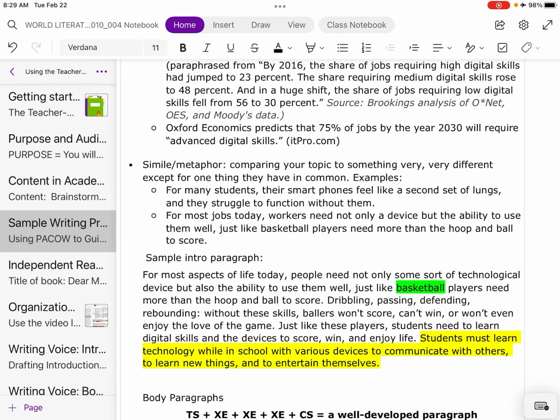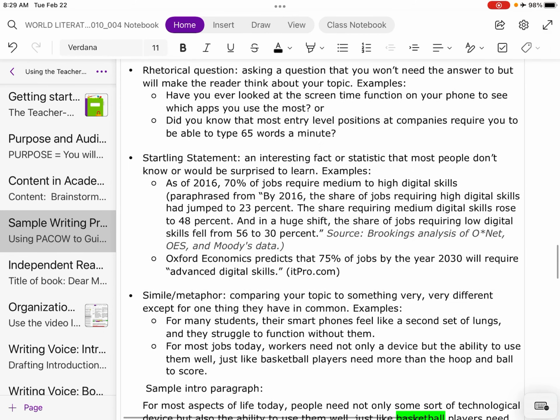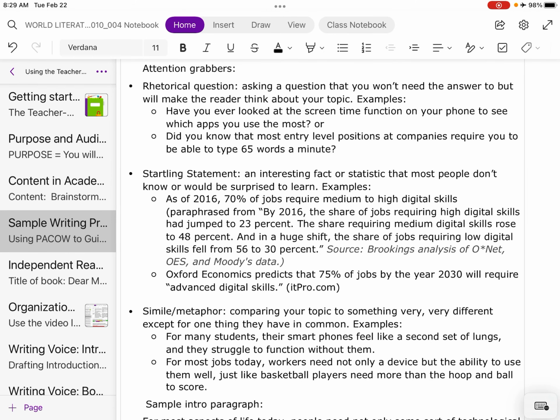You are going to be tasked with writing two attention grabbers, and they can't be the same thing. So you're going to pick either a rhetorical question and a startling statement, or a startling statement and a simile, or a rhetorical question and a simile. And you're going to try your hand at both and decide which one you like the best.